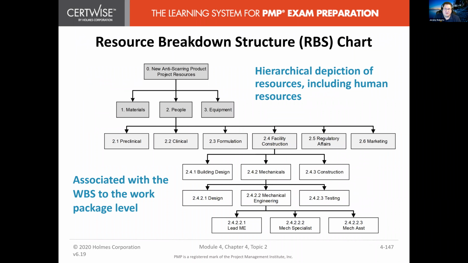So same thing with a resource breakdown structure. It's basically just a hierarchical chart using the 3 categories of materials, people, and equipment. So you can see under people, there's preclinical, clinical, formulation, facility construction, regulatory affairs, and marketing. So there's 6 types of people, but then under facility construction, it gets a little bit more detailed. So you get all the way down to a lead mechanical engineer, a mechanical specialist, and a mechanical assistant at the lowest level.